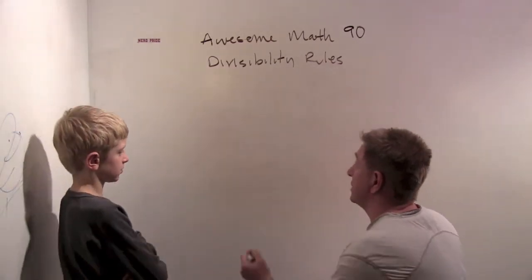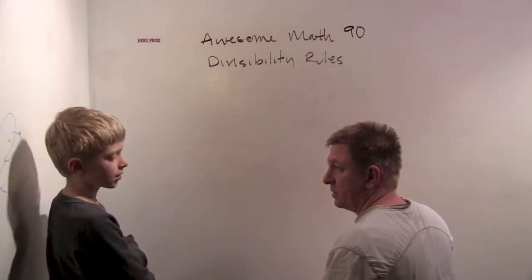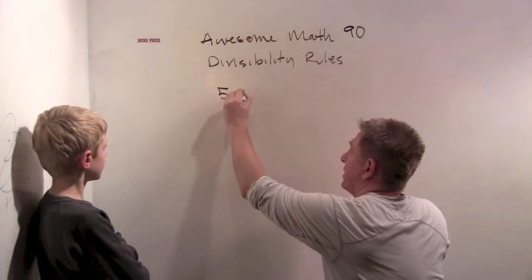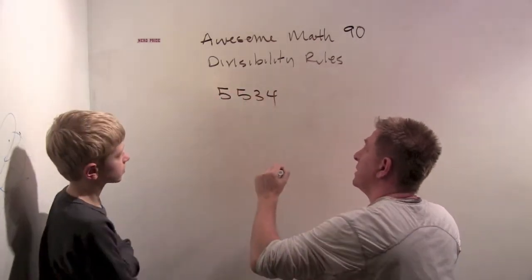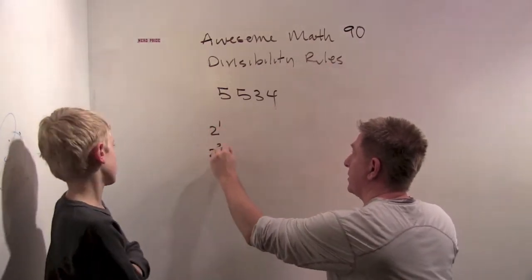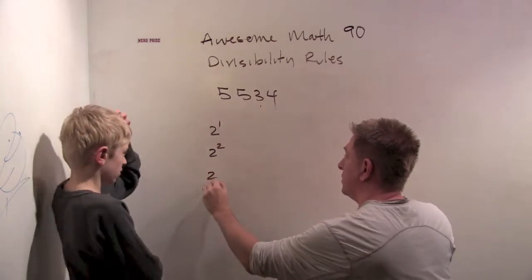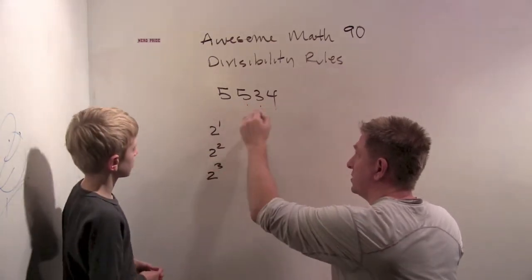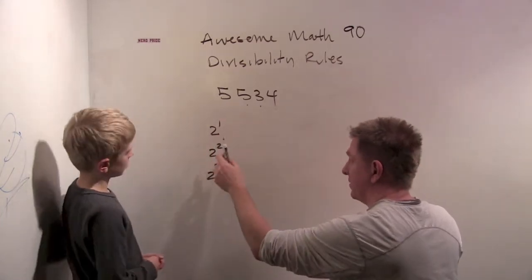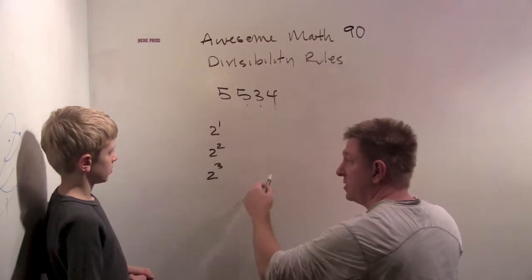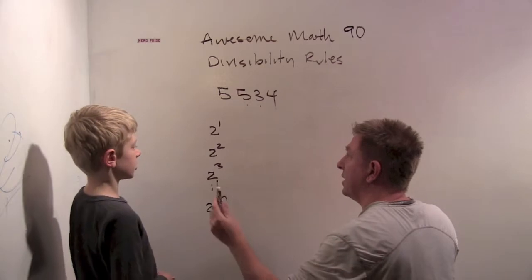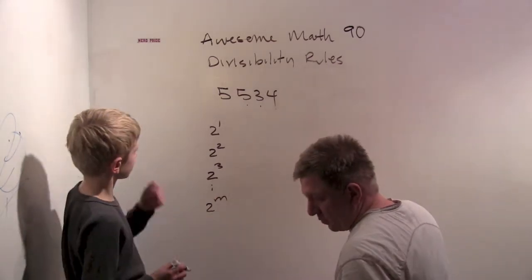So they asked a question. If you pick a random 4-digit number, let's do 5, 5, 3, 4. They said for 2 to the 1, you only have to look at the last digit. 2 squared, you only have to look at the last 2 digits. 2 cubed, you have to look at the last 3 digits to determine if the number is divisible. 2 to the m, you need to look at the last m digits. Can you give a shot at explaining why that's true?